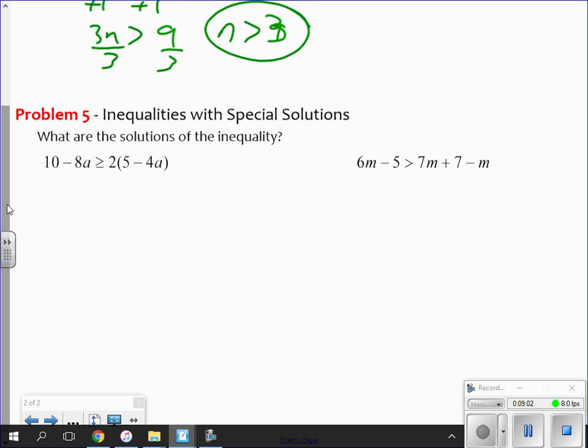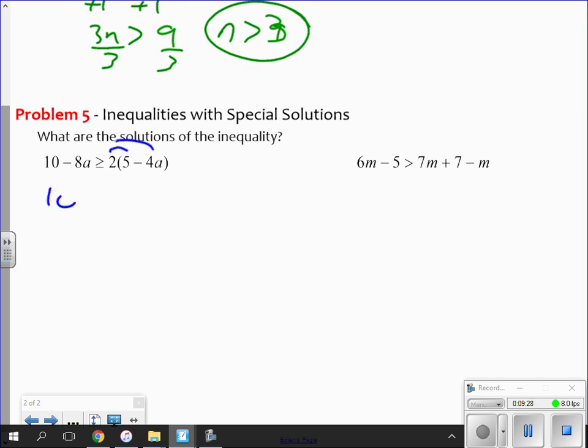Okay, this one's kind of important. We want to work at solving them, but these are a little unusual. They do have special circumstances involved in your answer. So the solution is, you got to kind of pay attention to them. So my first step is to distribute.